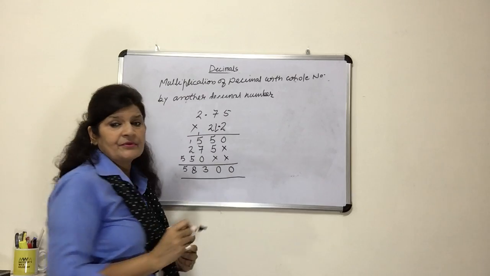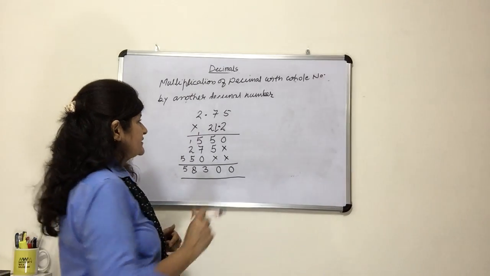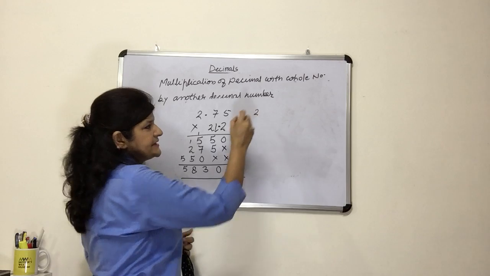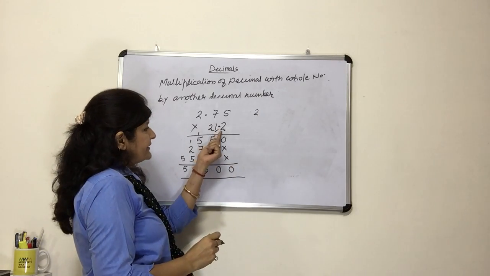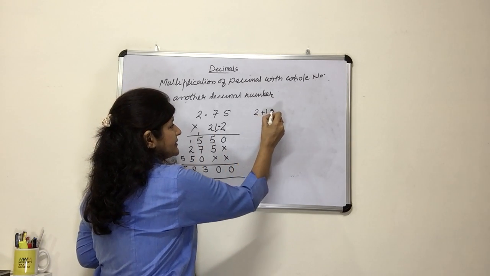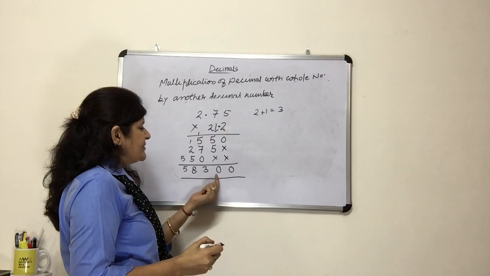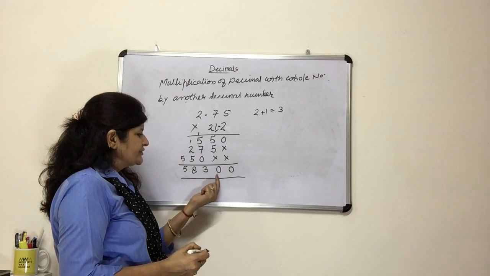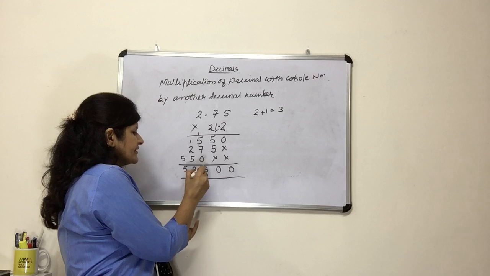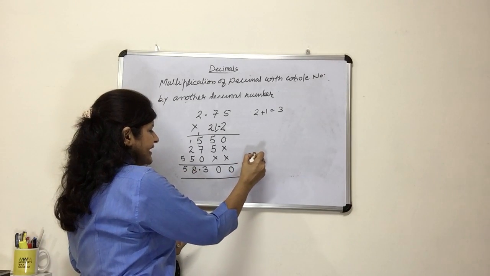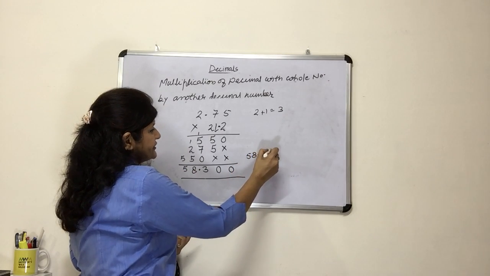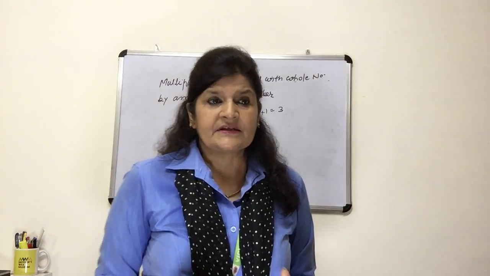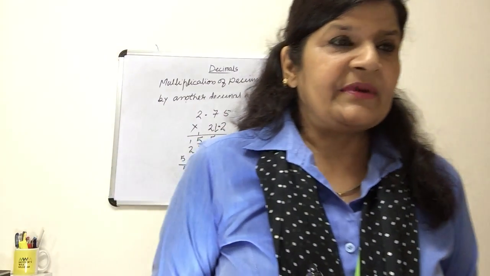Now where will we put the decimal in our answer? So here we will count like this. 1, 2. Okay. 2 places from the right. Here again 1 place. So we will count 3 places from the right hand side to put the decimal. 1, 2 and 3. So our answer is 58.300. This is how we are doing the multiplication.